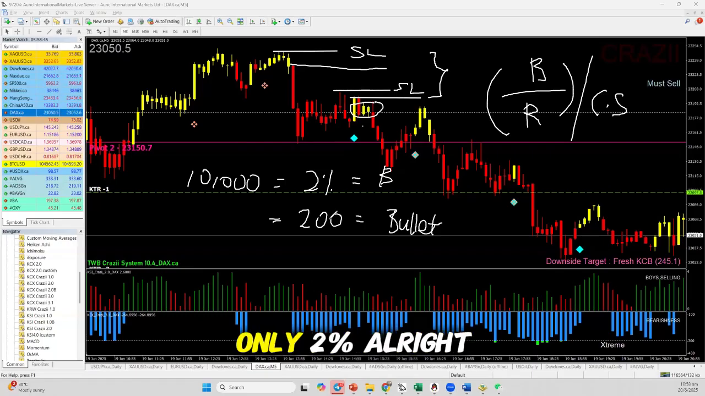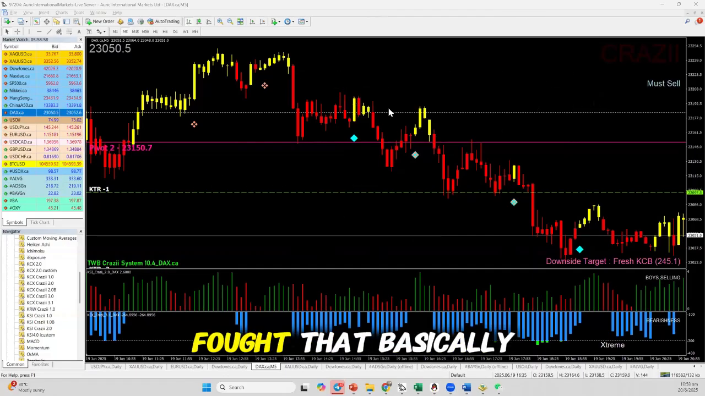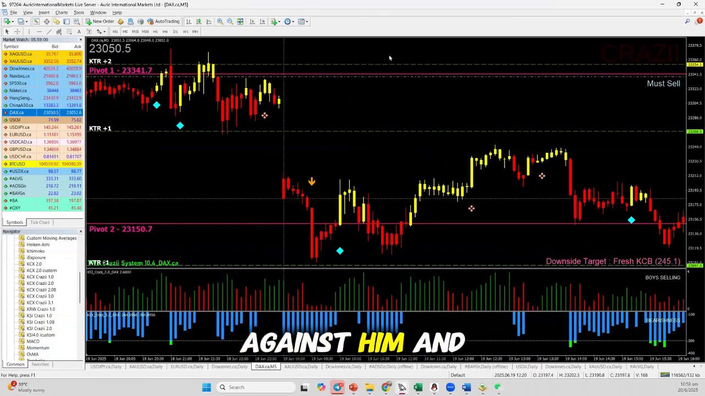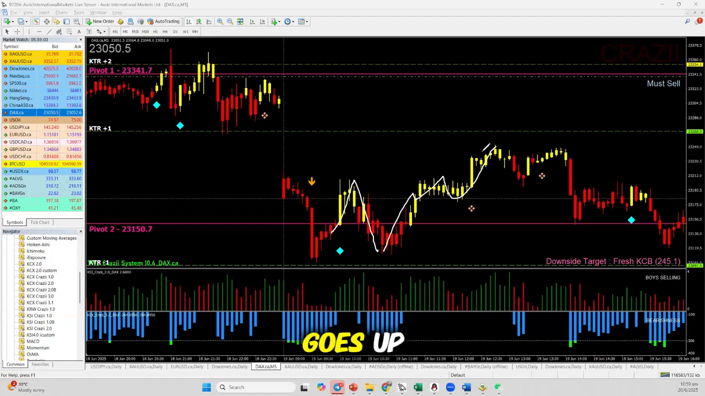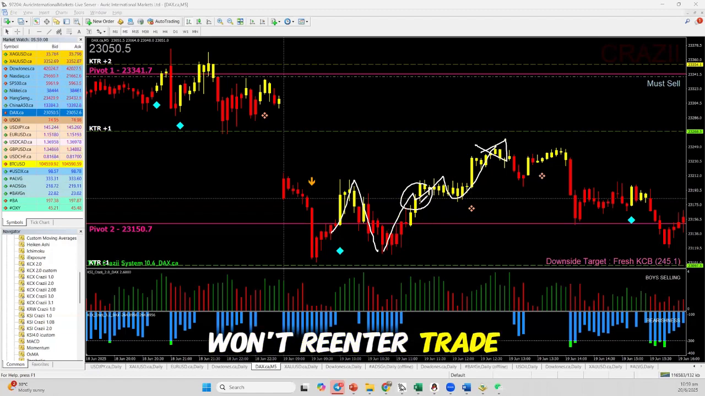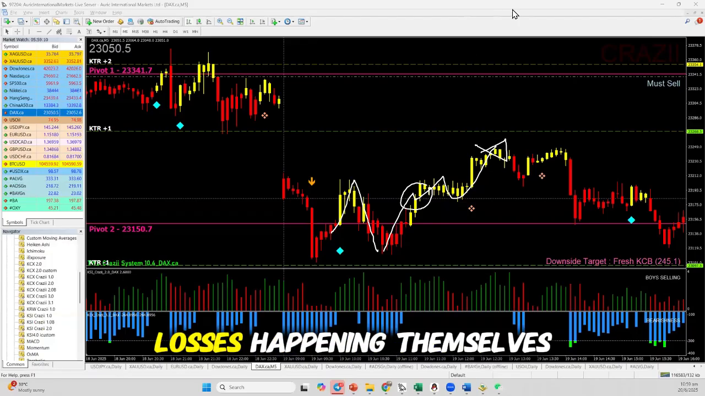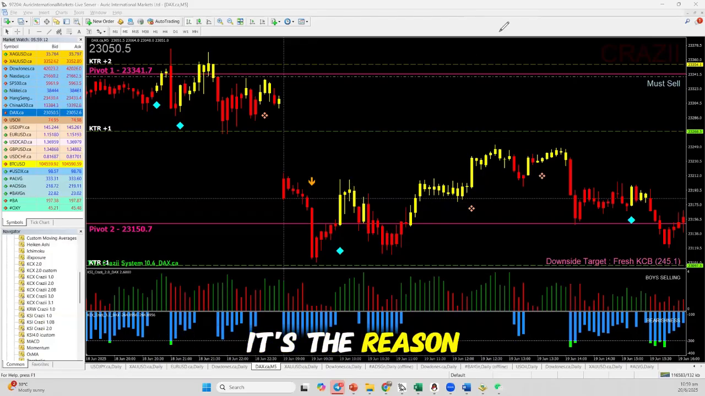But the thing is that because it's only 2%, and the range is pretty wide, you may actually lose that money very fast, because the market may swing you. As I told you, it's not the trader's fault that the market went against him and he lost out. It's that the market was just not ready yet before it really goes up. So if you re-entered the trade, that would be good, but most people won't re-enter the trade, so they'll be stuck and you see losses happening. That is the reason.